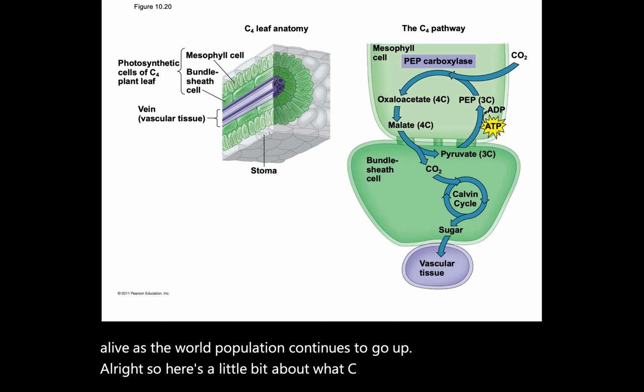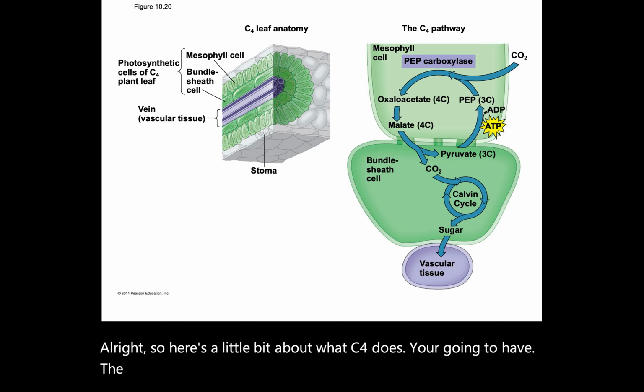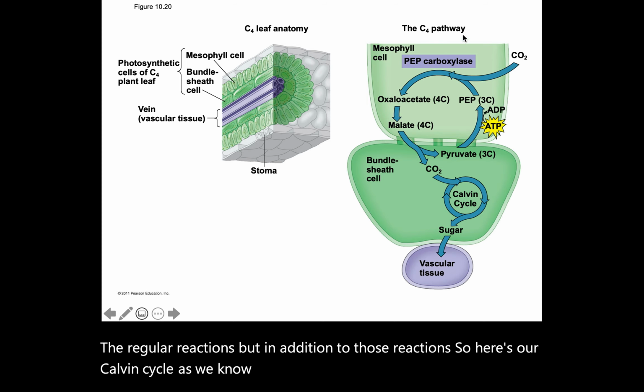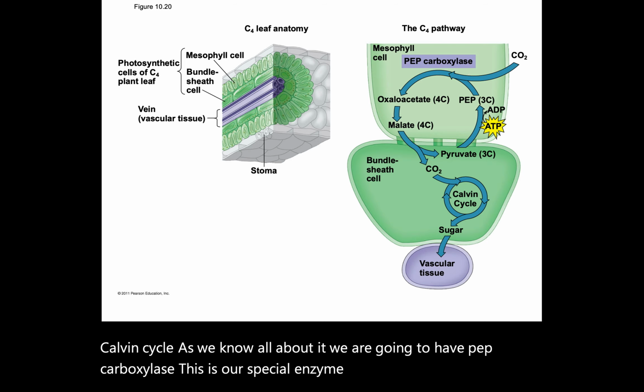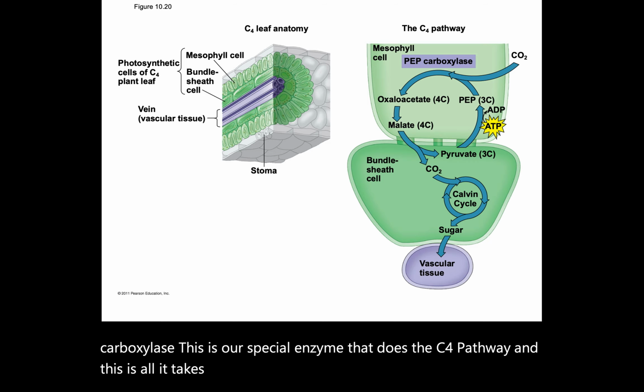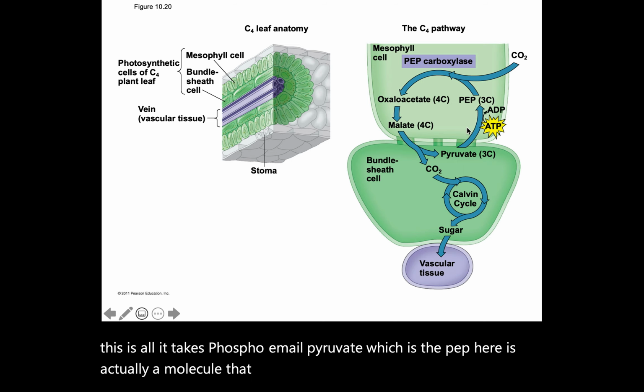All right, so here's a little bit about what C4 does. You're going to have the regular reactions, but in addition to those reactions, so here's our Calvin cycle as we know all about it. We are going to have PEP carboxylase. This is our special enzyme that does the C4 pathway, and this is all it takes. Phosphoenol pyruvate, which is the PEP here, is actually a molecule that's going to be present in all plant cells, I believe. So that's already going to be there.